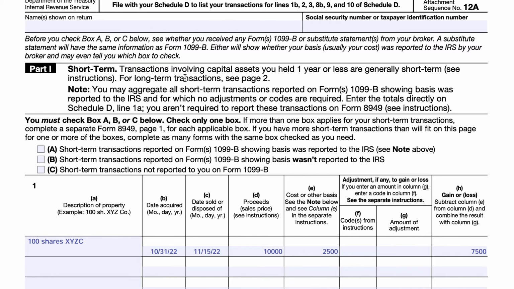So definitely proceed with caution as you're documenting your transactions. And for anything that's not a plain vanilla brokerage statement transaction, I highly recommend you talk with your accountant or your tax professional to make sure that you're describing your transaction accurately.